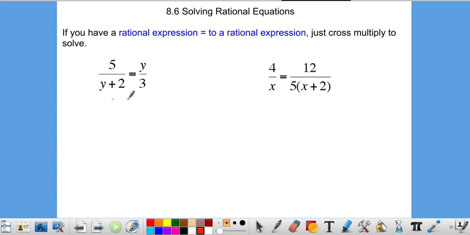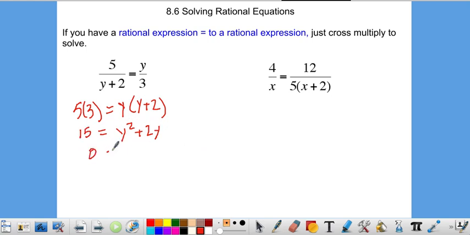So to solve something like this, we would take 5 times 3 and set that equal to y times y plus 2. And then from there we would just simplify. So 15 equals y squared plus 2y. Oh boy, this is going to be quadratic, so we'll subtract 15. Y squared plus 2y minus 15.